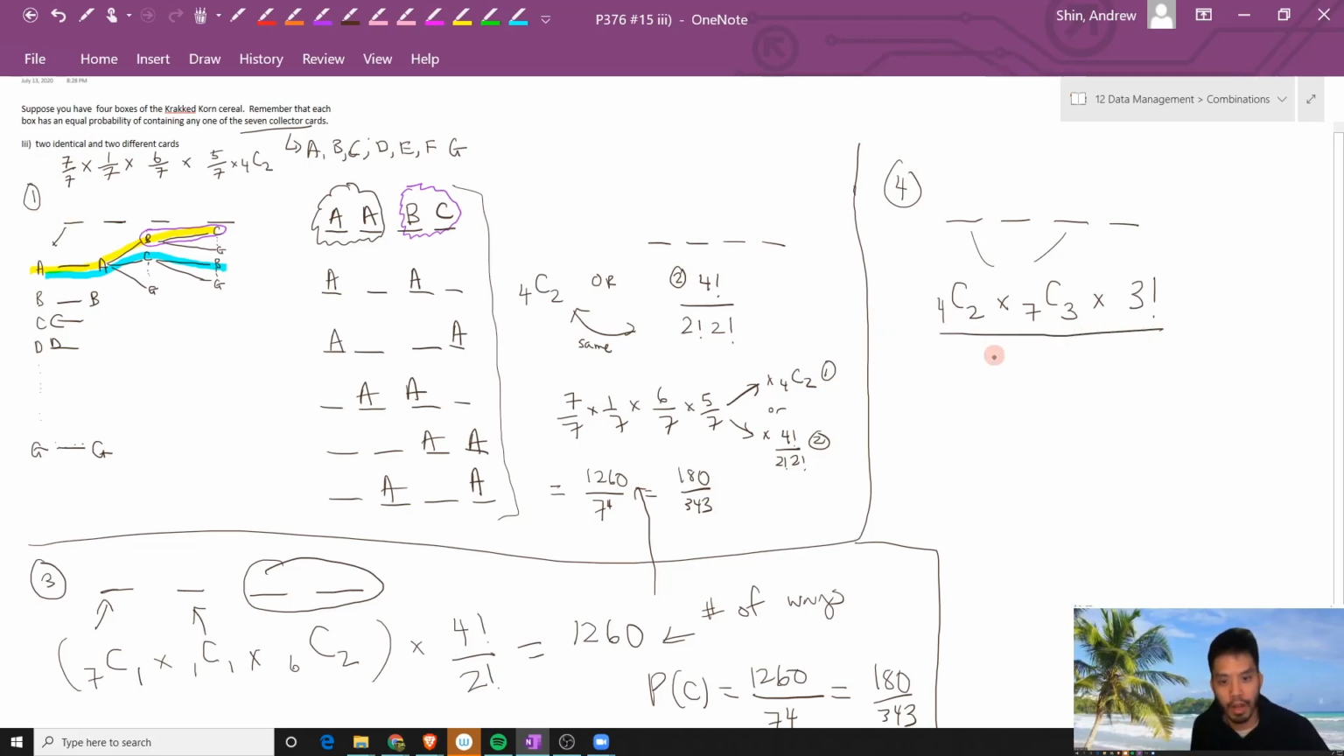And again, we divide by 7 to the power of 4. And we do 4 choose 2. 4 choose 2 times 7 choose 3 times 6, again, is 1260 over 7 to the power of 4. And again, it's the same answer as that.